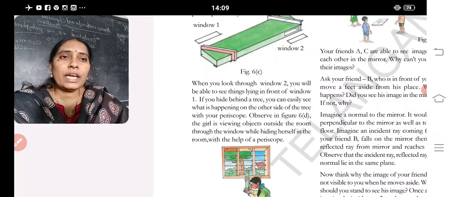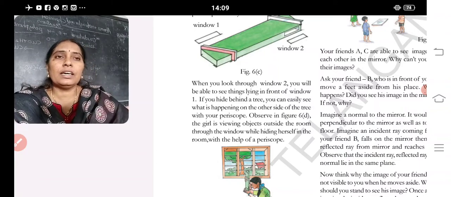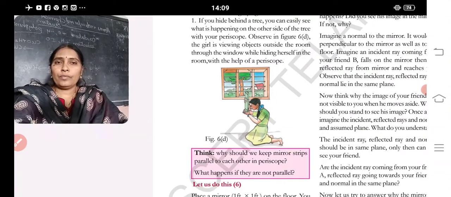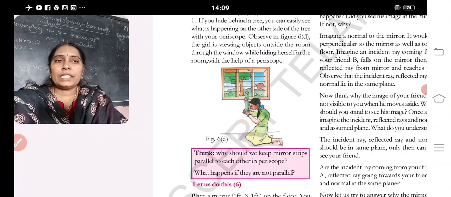If you hide behind a tree, you can easily see what is happening on the other side of the tree with your periscope. Observe the figure 6d. The girl is viewing objects outside the room through the window while hiding herself in the room with the help of a periscope. See that girl, how nicely she is hiding herself near the window by placing the periscope.